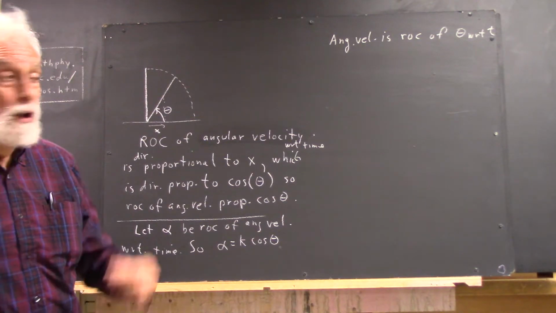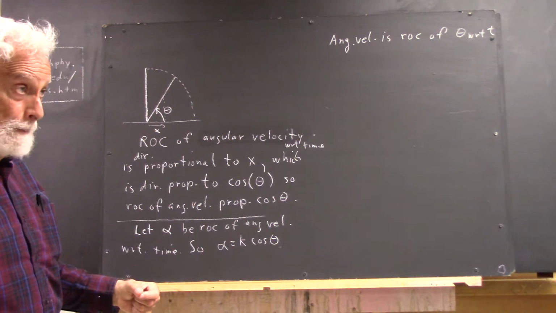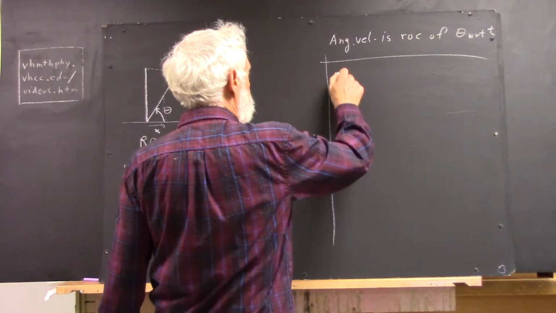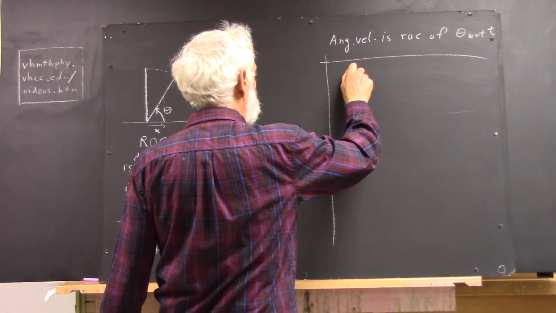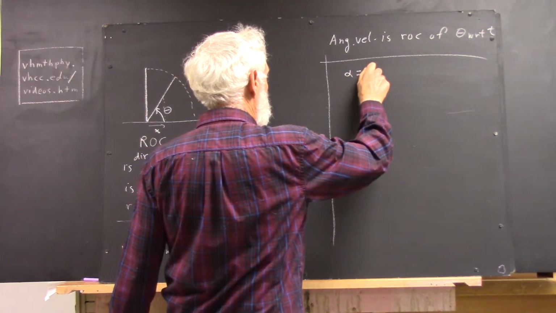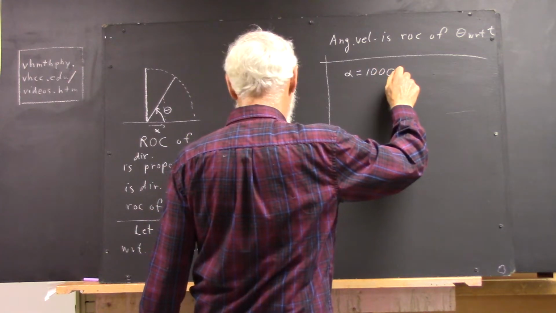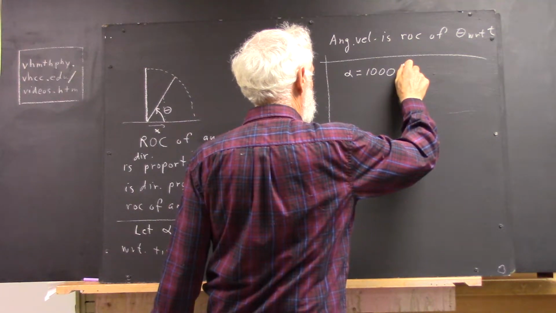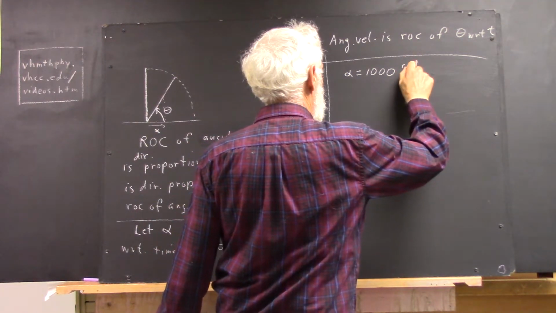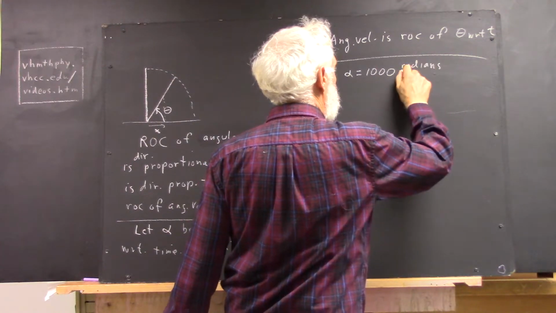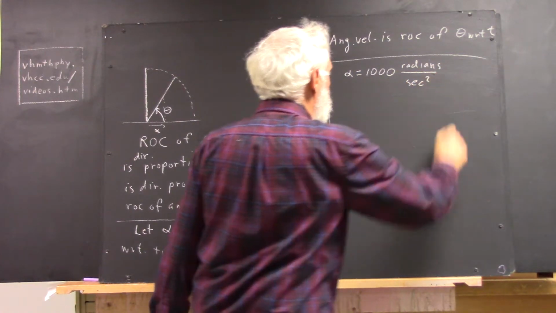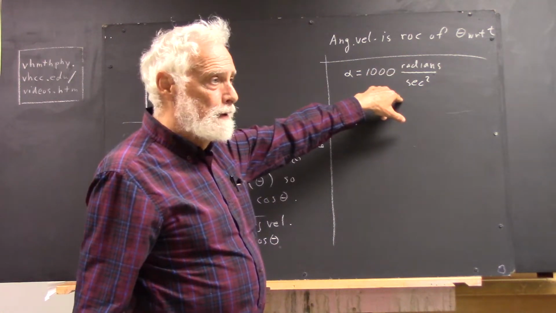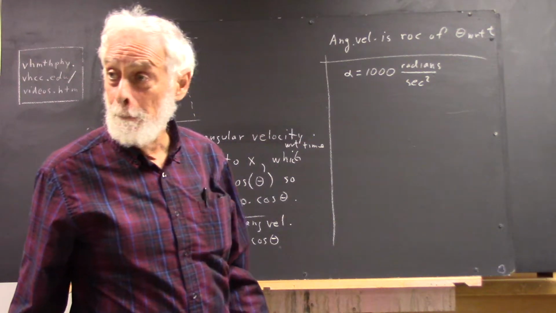Okay, well, with that aside, we don't have to understand any of these meanings at this point. We just have to understand what a rate of change is. Okay? Because the condition I'm giving you now is the proportionality constant here, I'm speculating, is 1,000 radians per second squared.